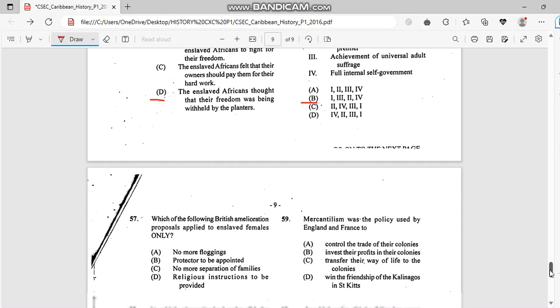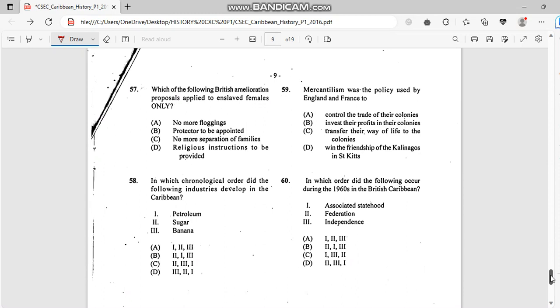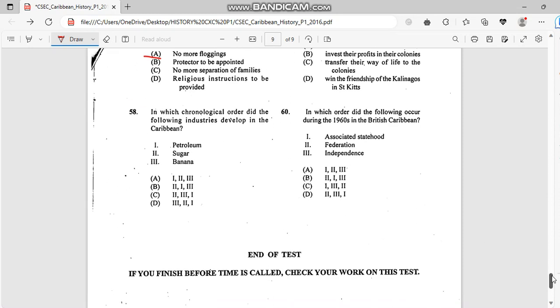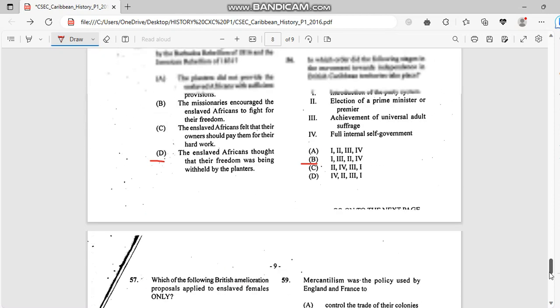Alright. Number 57. Which of the following British amelioration proposals applied to enslaved females only? I was no more flagging. Number 58. Let's get through this real fast. In which chronological order did the following industries develop in the Caribbean? So first we have sugar, and then we have banana, then we have petroleum. So we have 2, 3, 1, C. Alright, guys. Let's get to the answer real fast.